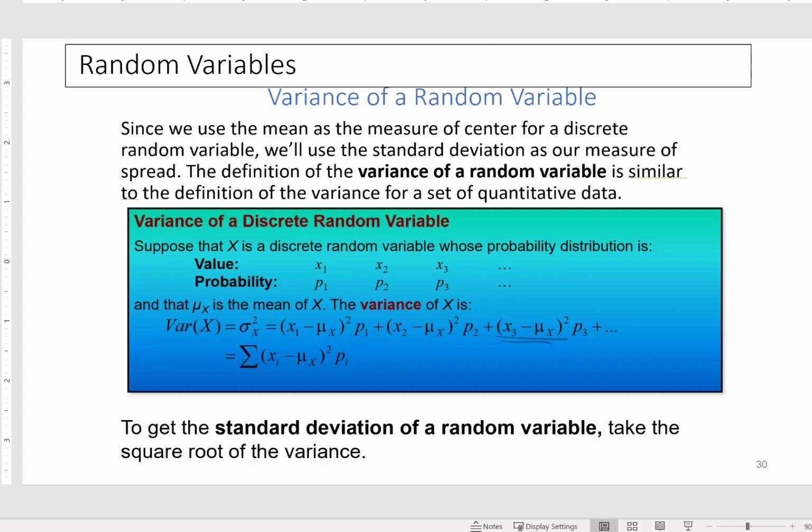Now, how do we find the variance and standard deviation of our random variable? Well, we have to take each of the random variable values, square it, and multiply it by its probability. We do that for each of the values, we add them, and then we get the variance. To get the standard deviation, we just take the square root of the variance, which is our population standard deviation.